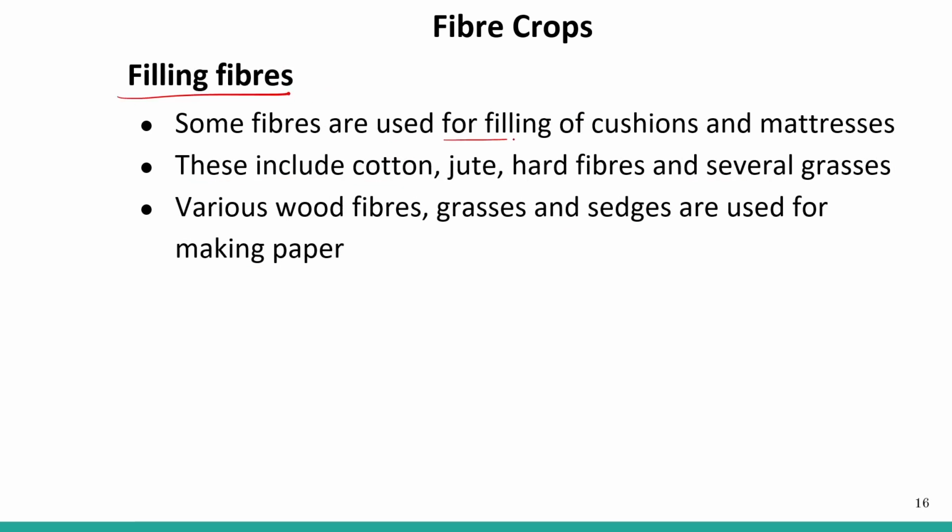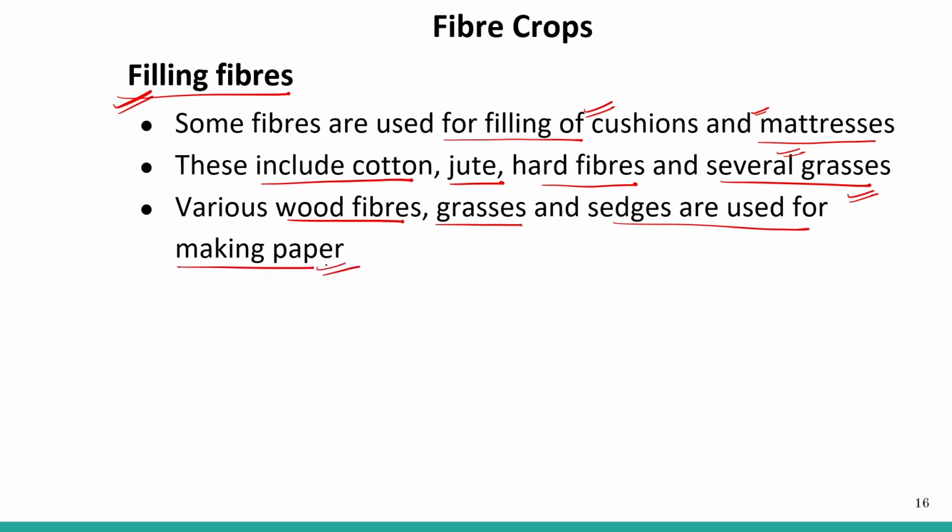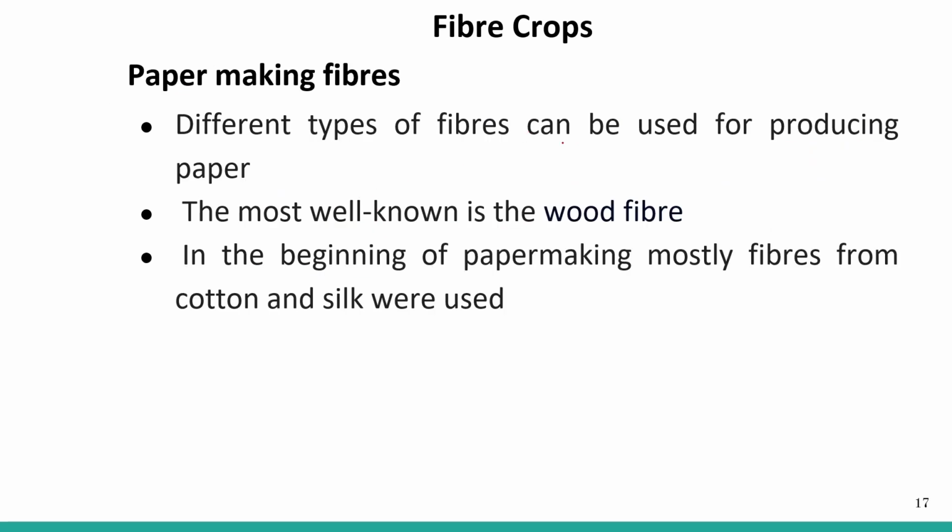Filling fibers. Some fibers are used for filling cushions and mattresses. We all know that our cushions and mattresses are filled with some fibers, right? Those fibers are called filling fibers. These include cotton, jute, hard fibers and several grasses. Sometimes grasses can also be used for filling. Various wood fibers, grasses and sedges are also used for making paper. So not only are these used as filling fibers, they can also be used for making paper. The different types of fibers can be used for producing paper. The most well known is the wood fiber.